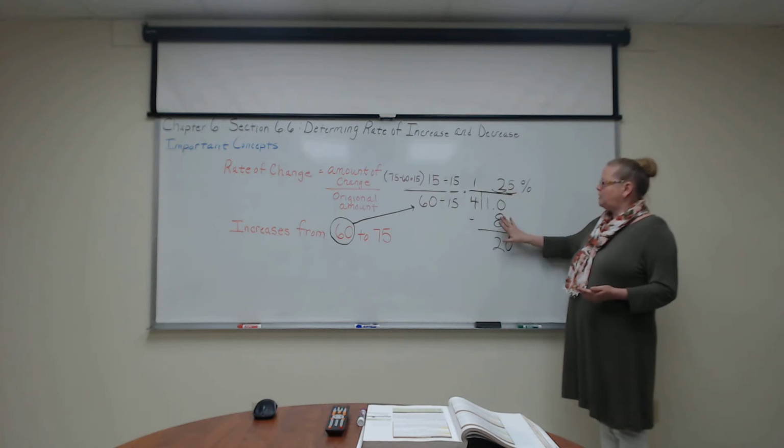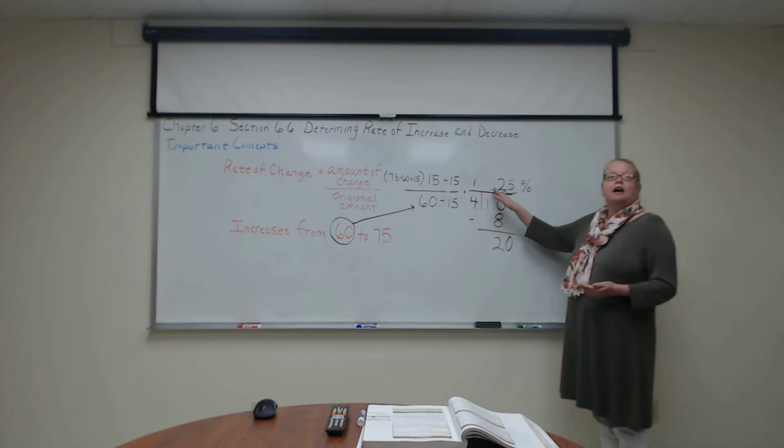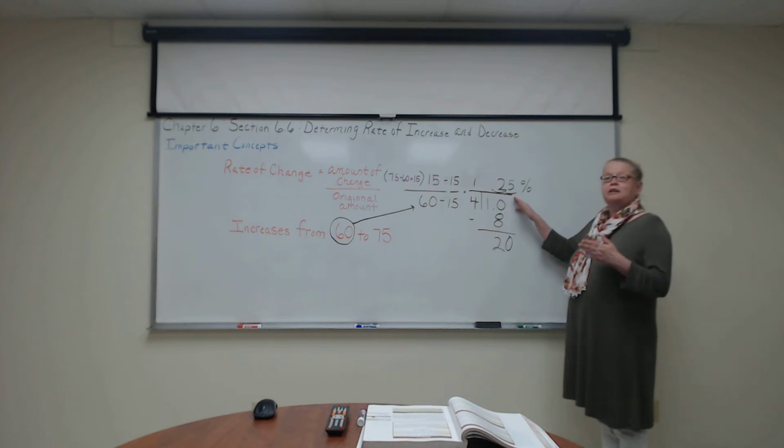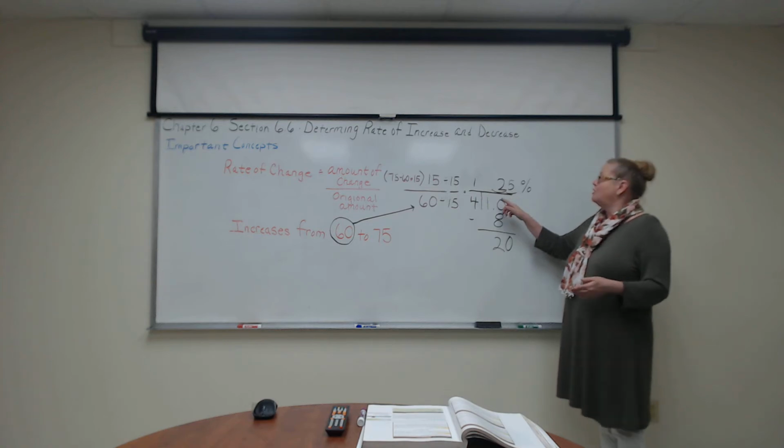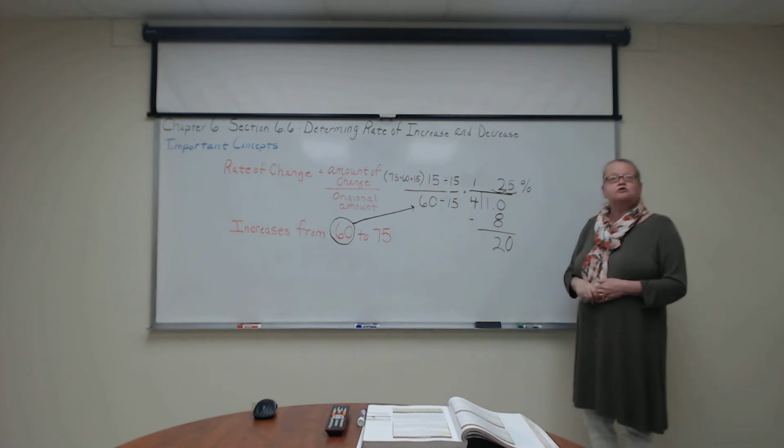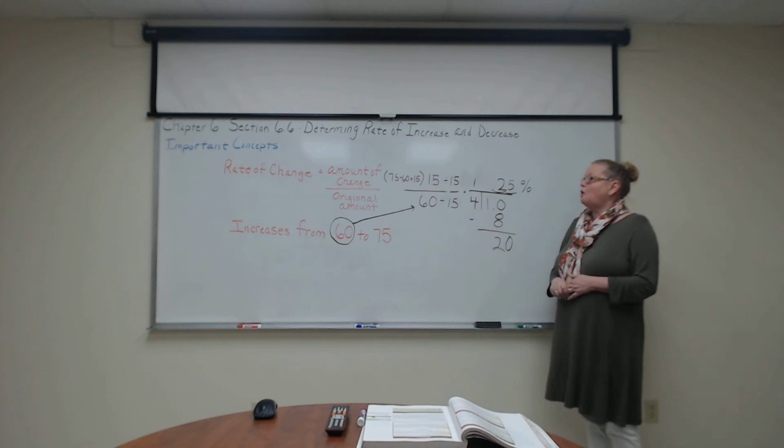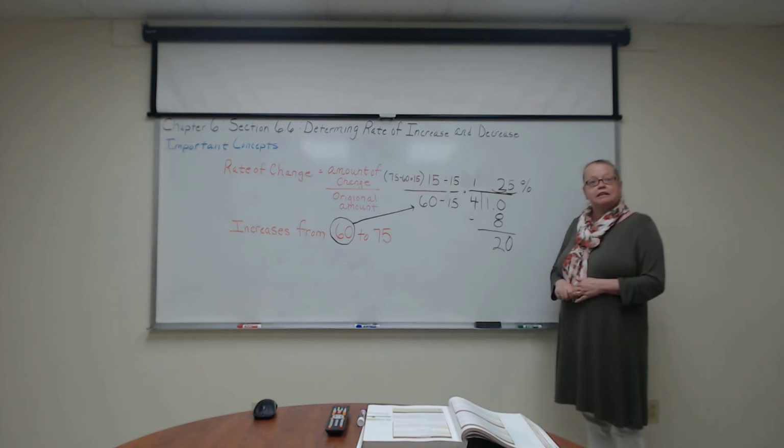When we do our division, we get 25/100ths, which, whenever we have a decimal and we're changing it to a percentage, we take our decimal point, move it over 2 places, add our percentage sign, and our answer is 25%. So our rate of change was 25% from 60 to 75.